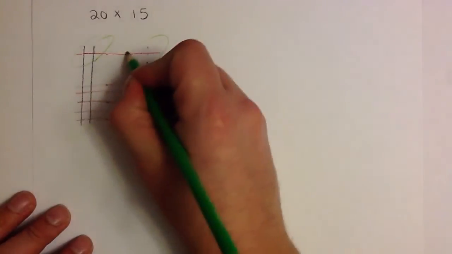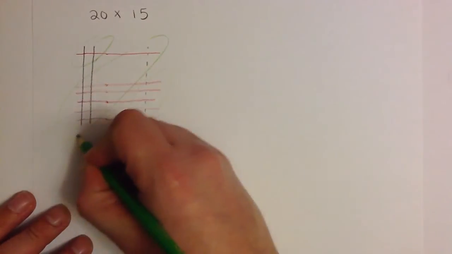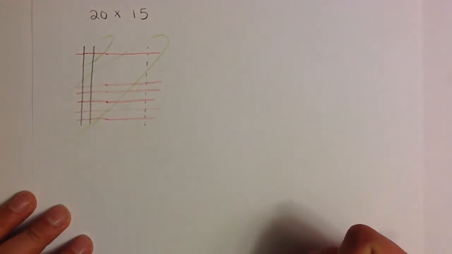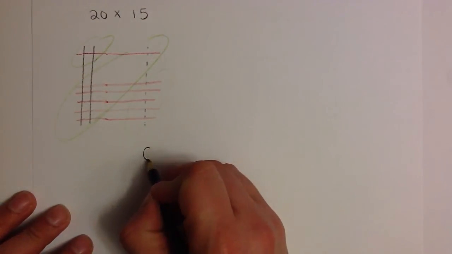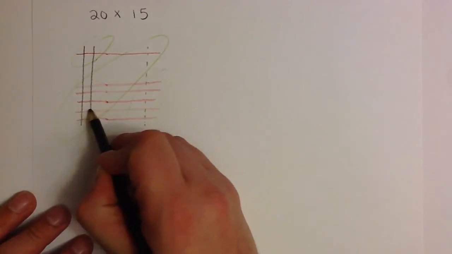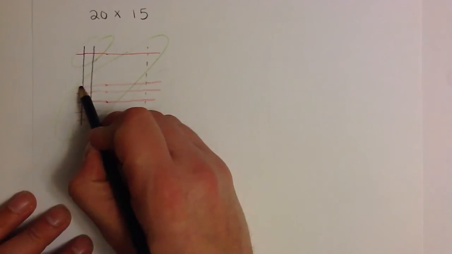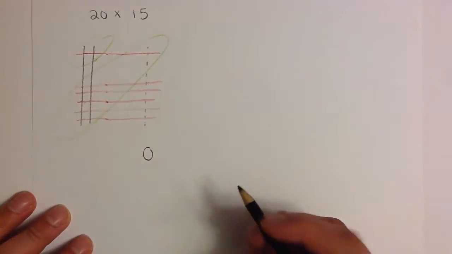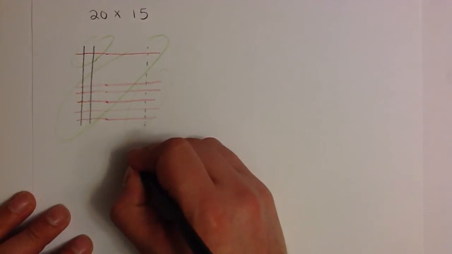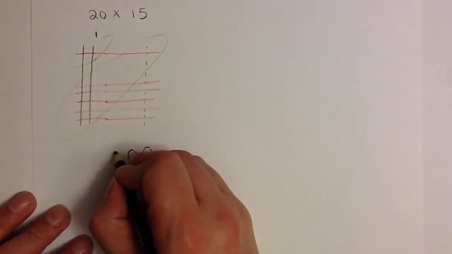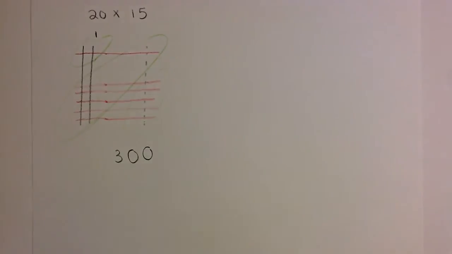So let's see what intersections I have here. I have 0 here because that dashed line is really not there, so I write a 0. Here I have 1, 2, 3, 4, 5, 6, 7, 8, 9, 10, and that doesn't count as an intersection because of the dashed line. So I have 10, so I write a 0, and I carry the 1. Now up here I have 1, 2, 3, so I write down the 3. And I have 300.